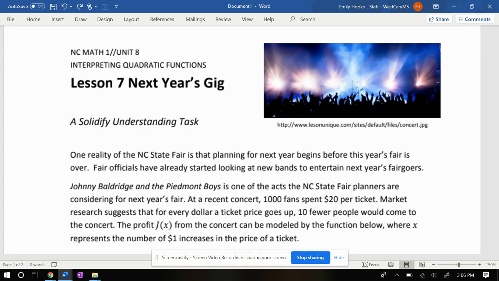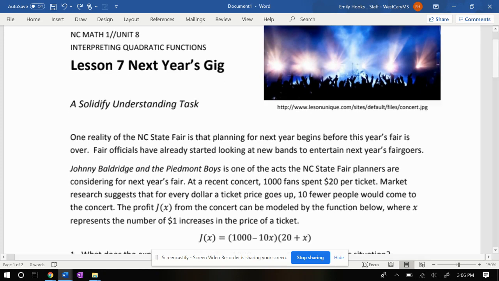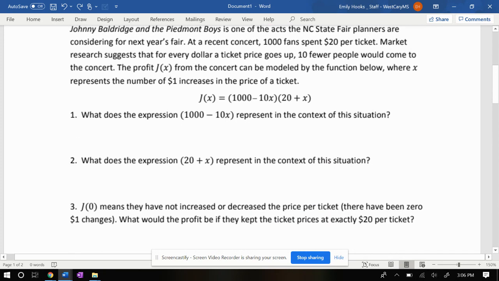The profit J of X from the concert can be modeled by the function below, where X represents the number of $1 increases in the price of a ticket. So J of X equals (1,000 minus 10X) times (20 plus X). Now we're going to break down the equation and decide what each part represents.